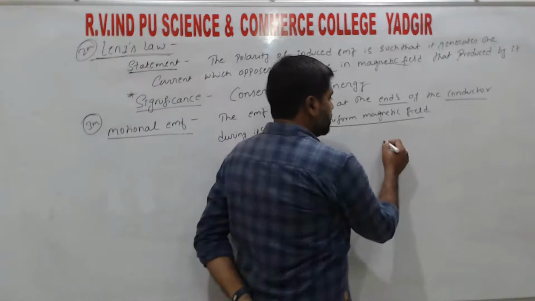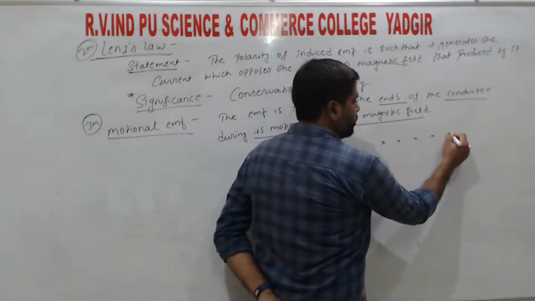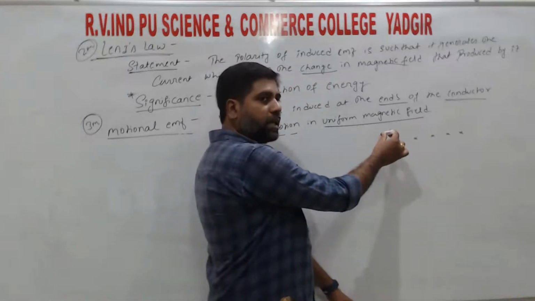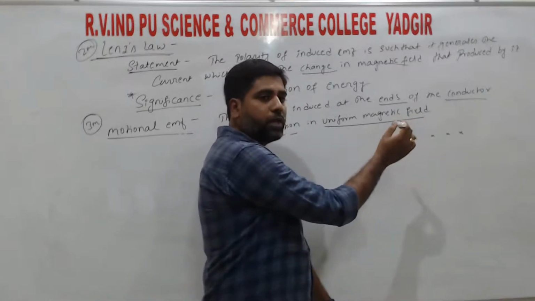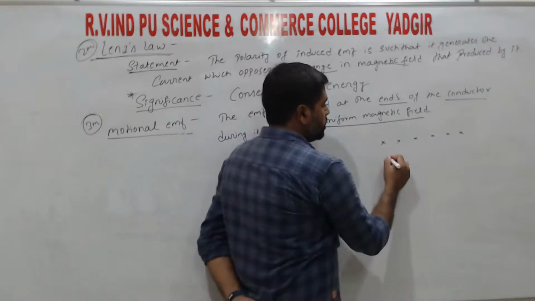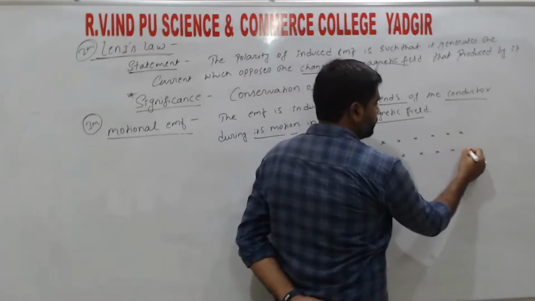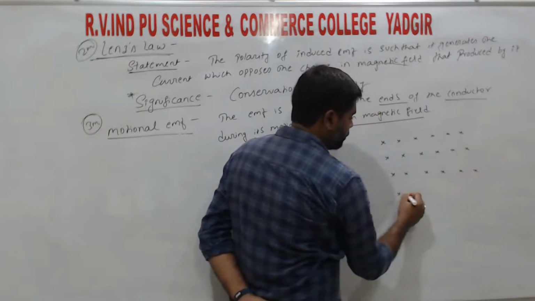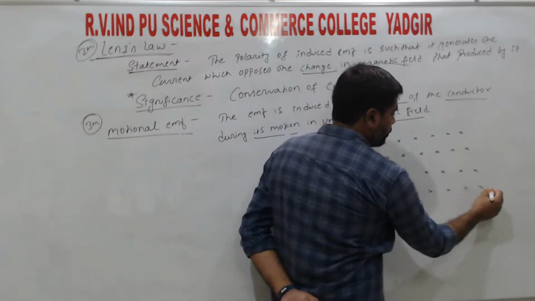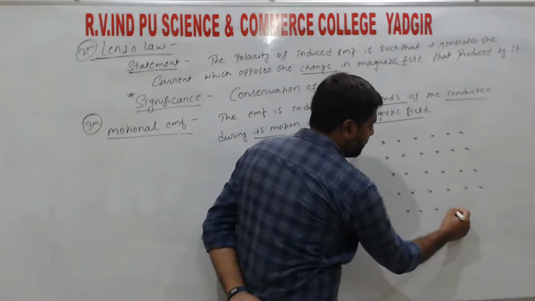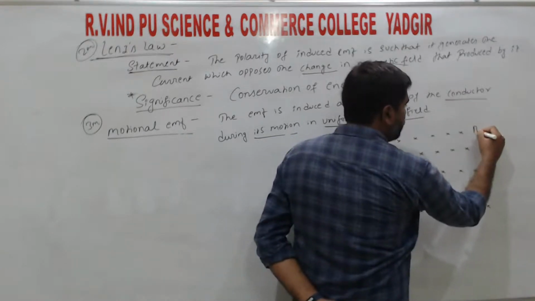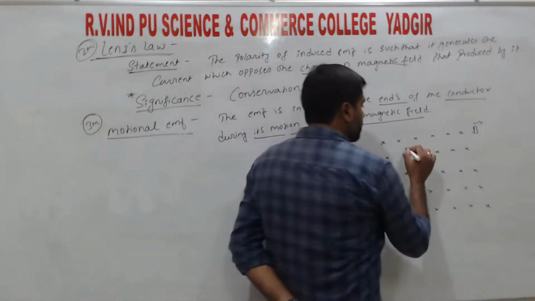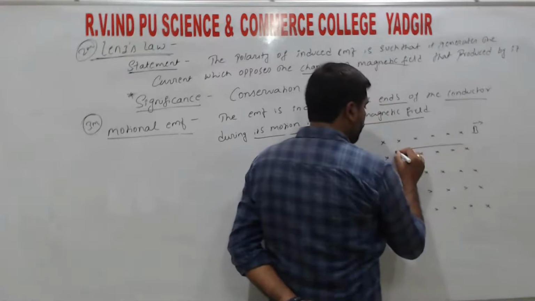So first, consider the uniform magnetic field. So the cross mark indicates what? The magnetic field is moving inside the board, or into the plane of the paper, right? So this indicates the uniform magnetic field B, right? So consider one conductor, so that is in the loop form, right?